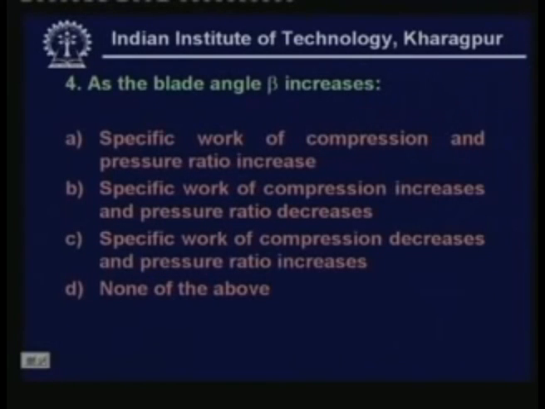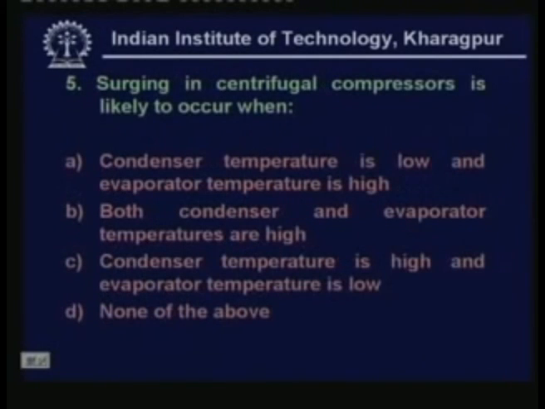Question 4: as the blade angle beta increases, A, specific work of compression and pressure ratio increase, B, specific work of compression increases and pressure ratio decreases, C, specific work of compression decreases and pressure ratio increases, and D, none of the above. So question number 5: surging in centrifugal compressors is likely to occur when A, condenser temperature is low and evaporator temperature is high, B, both condenser and evaporator temperatures are high, C, condenser temperature is high and evaporator temperature is low, D, none of the above.